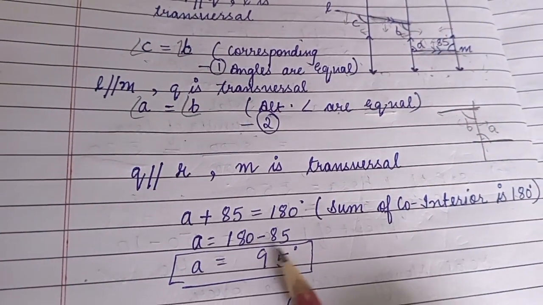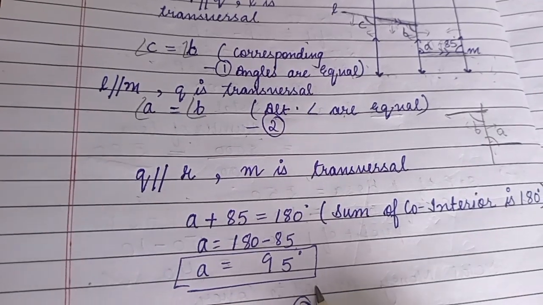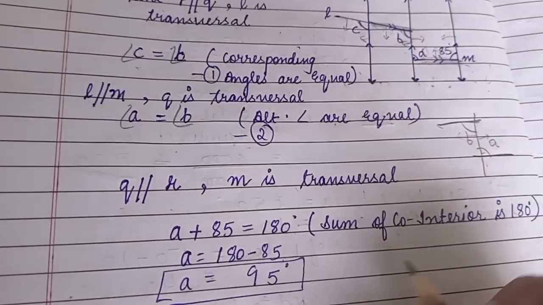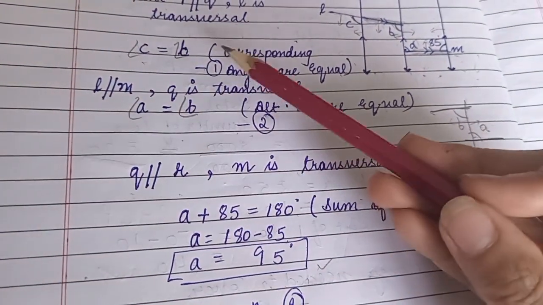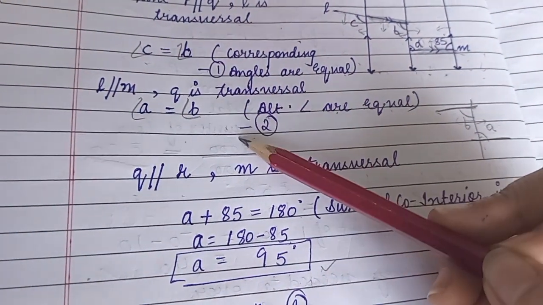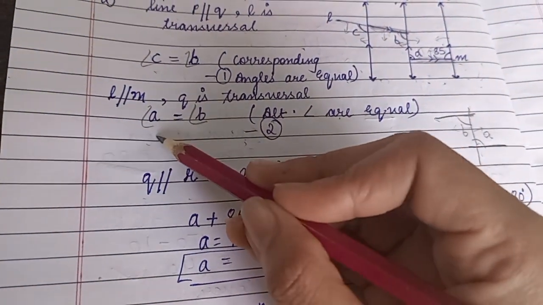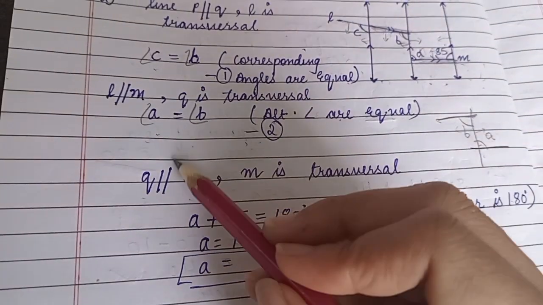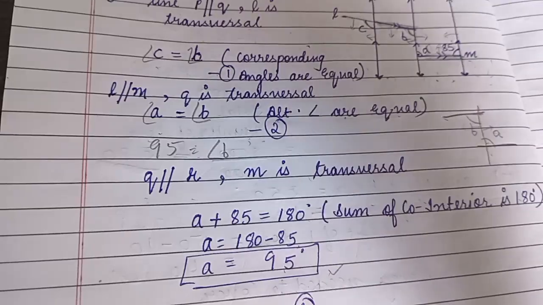Then A is equal to 180 minus 85, that is your 95 degree. Now I got the value of A. Find where the A is written, in equation 1 or 2. Definitely in equation 2. So now put the value of A in equation 2. If I put the value of A in equation 2, what is the value? Tell me. 95 equals angle B.